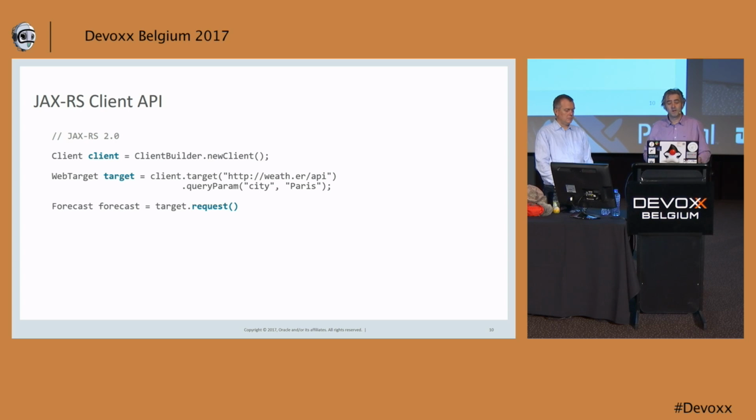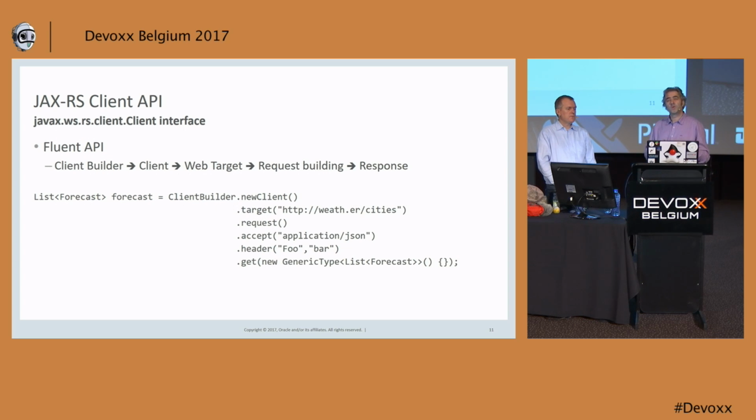Once you have the target set, you will have to construct the request. And obviously, at some point in time, you will invoke the request to get some result from the remote endpoint. Obviously, given that we have this client-side container, you need to make sure that you close that client container once you are done. Nothing really new here.